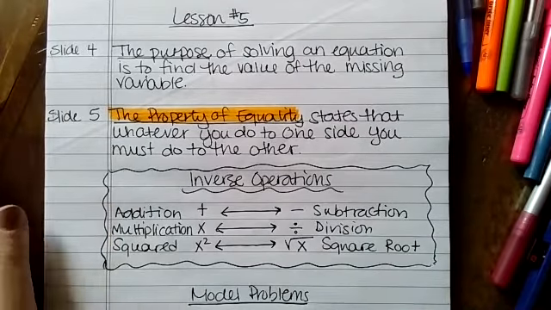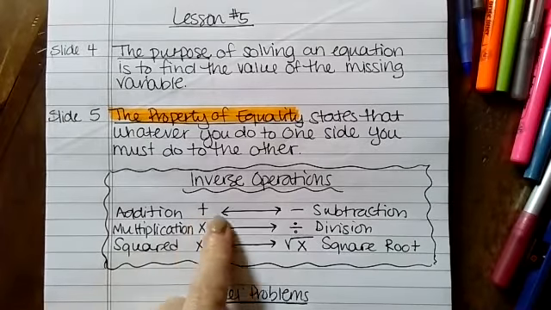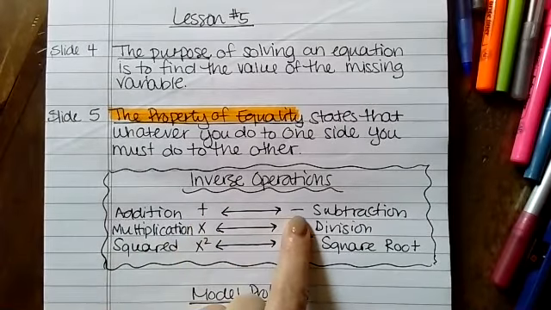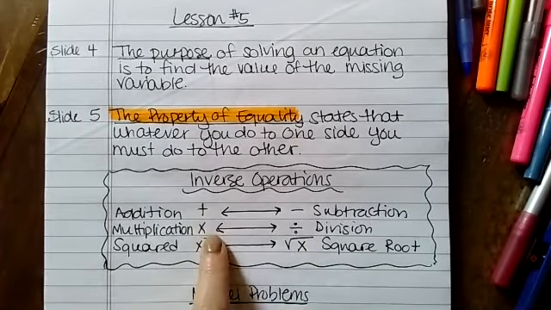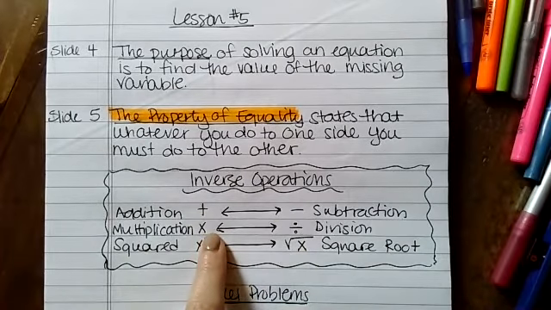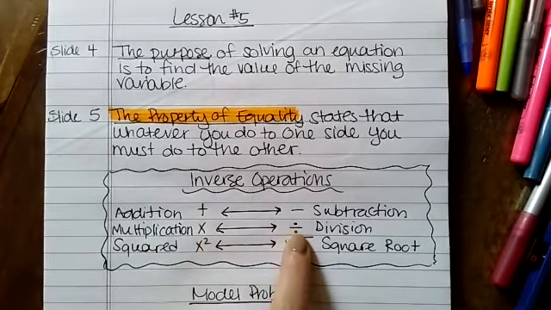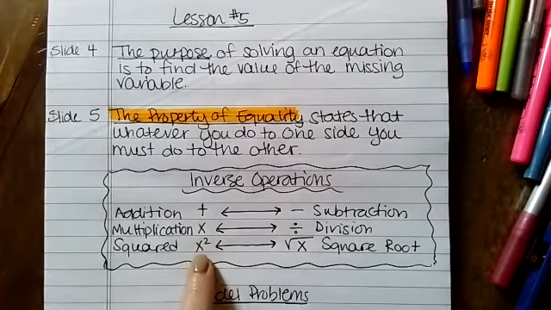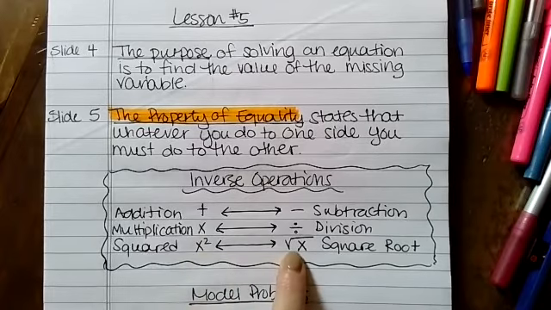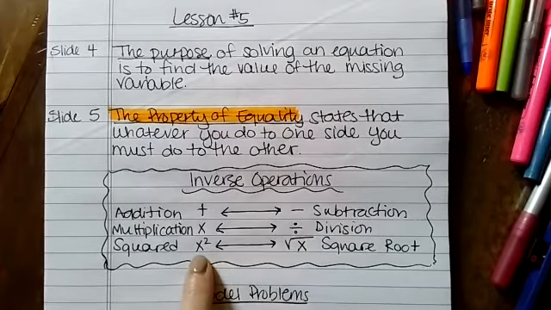So when we use addition, the opposite of addition is subtraction, the same way that the opposite of subtraction is addition, okay? When we use multiplication, the opposite of multiplication is division, the same way the opposite of division is multiplication. And when we have something squared, the opposite of something squared is taking the square root of it. The same way, in order to get rid of that square root, we just square it, okay?